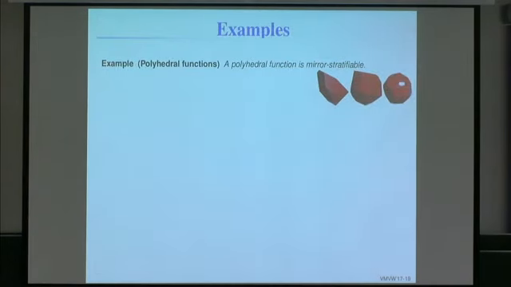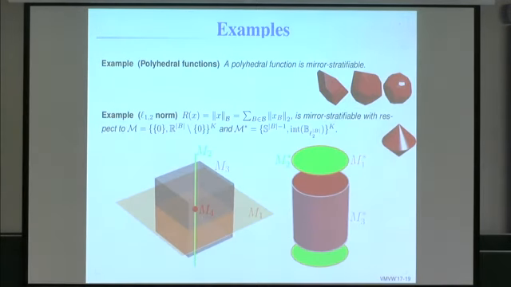Okay, just some examples. We can prove that polyhedral functions in general are mirror-stratifiable. Okay, convex polyhedral functions. I'm putting here some unit balls that correspond to them. Okay, we can see better now.